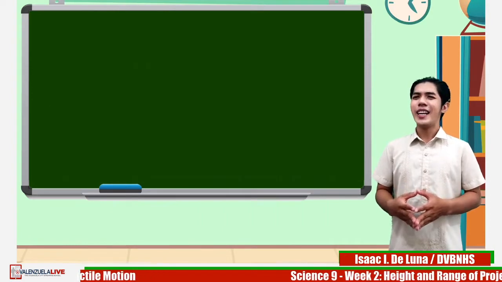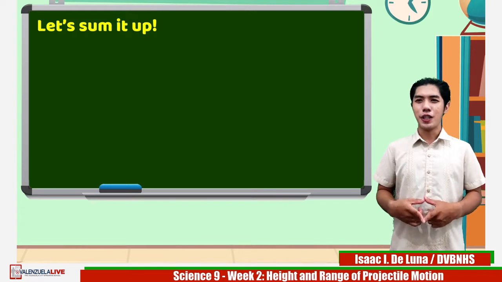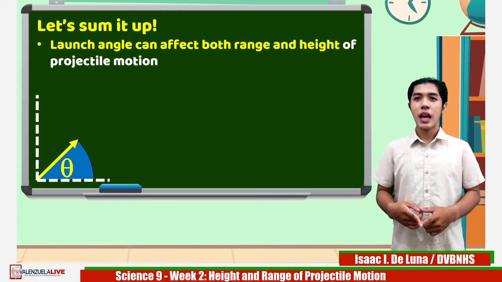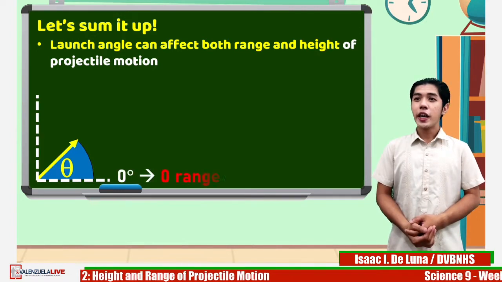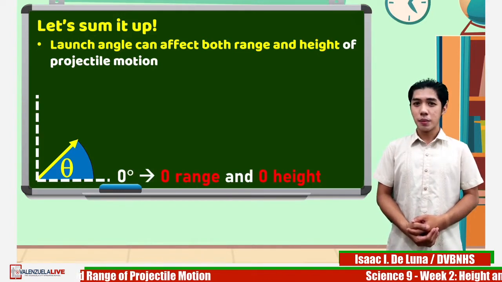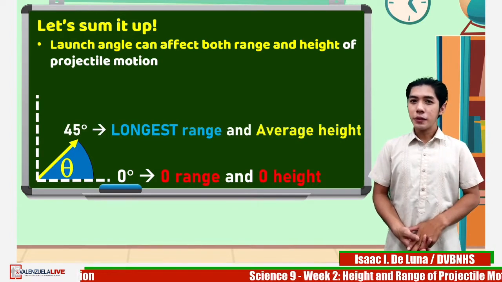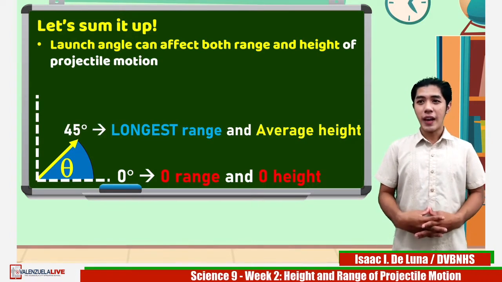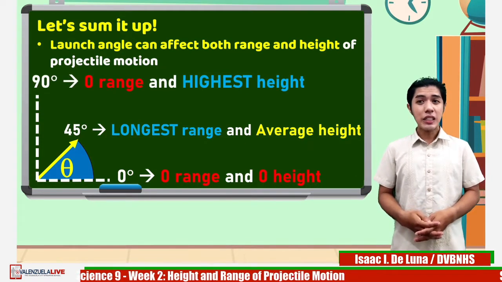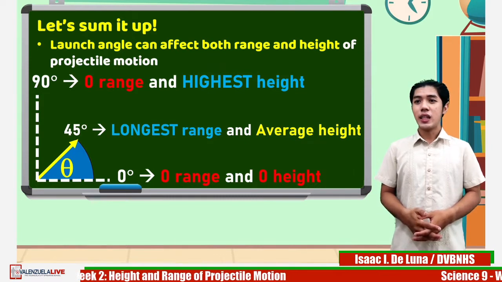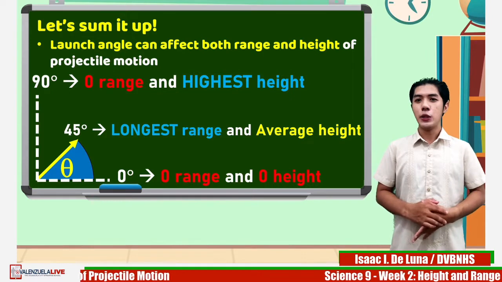Today, we learned that launch angle can affect both range and height of projectile motion. At 0 degrees, both range and height are at the lowest possible value. At 45 degrees, the range is at maximum value, while the height is just average. At 90 degrees, the range is at the lowest value, but the height is at maximum value.